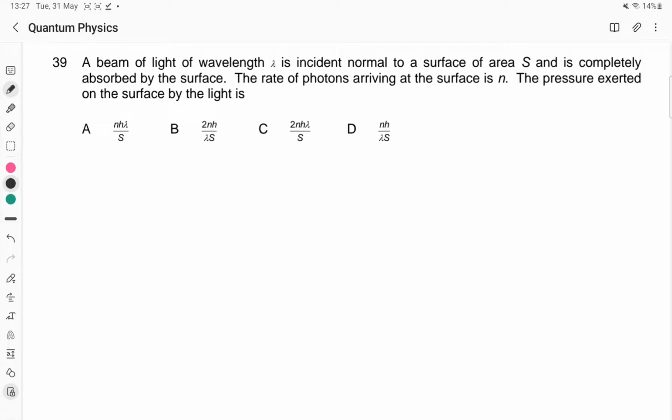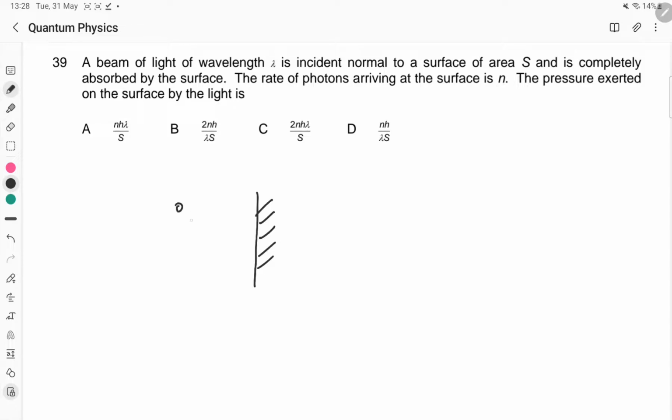Why is there a pressure? Because light actually exerts a force on the surface area that it is shining on. And one step back again, why is there a force? It's because there is a change in momentum of the photons when they hit the wall. So that is actually the picture here.